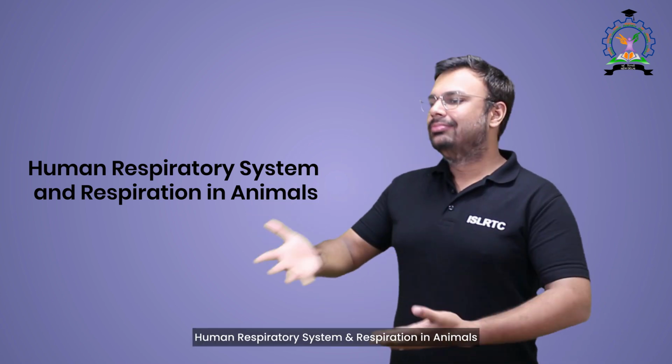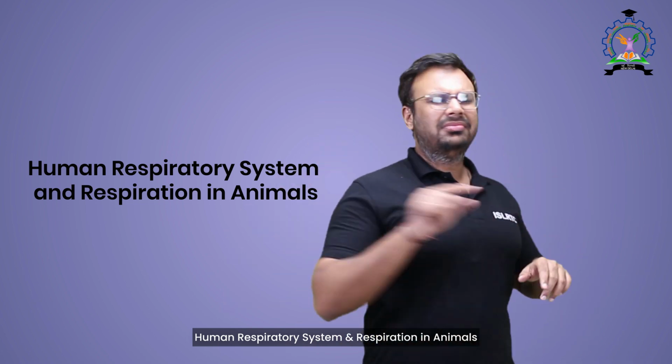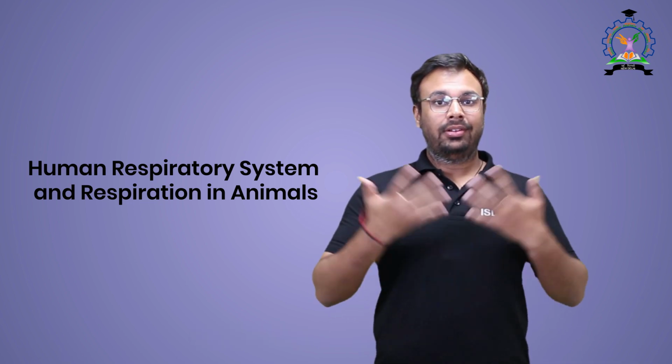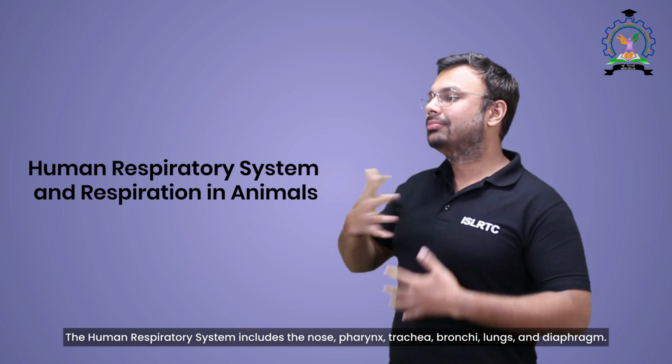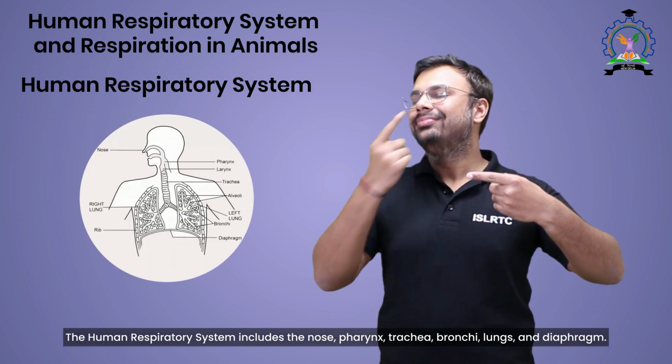Human respiratory system and respiration in animals. The human respiratory system includes the nose, pharynx, trachea, bronchi, lungs, and diaphragm.